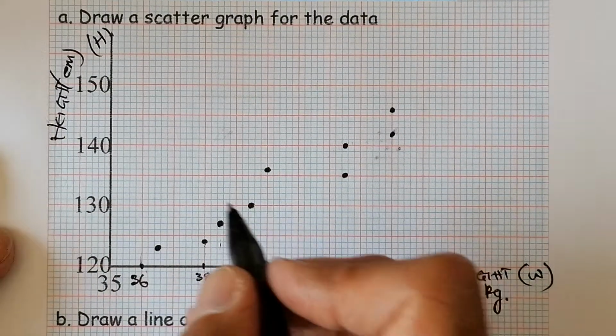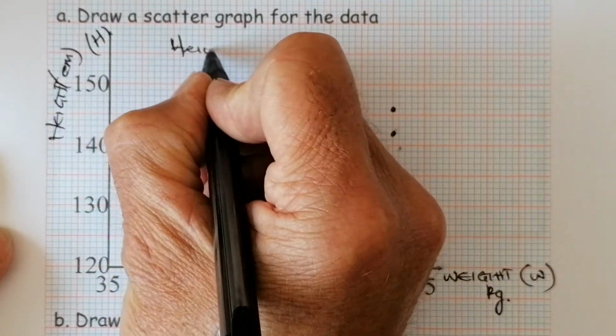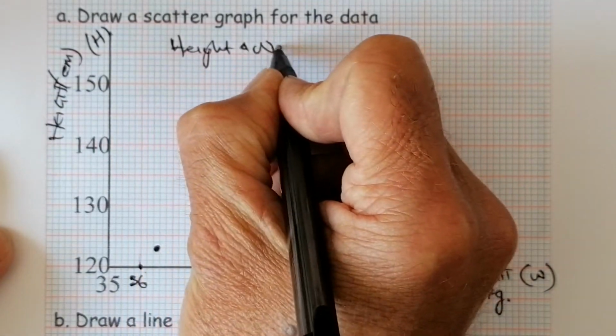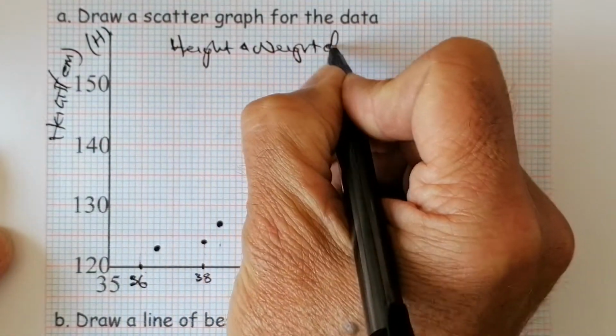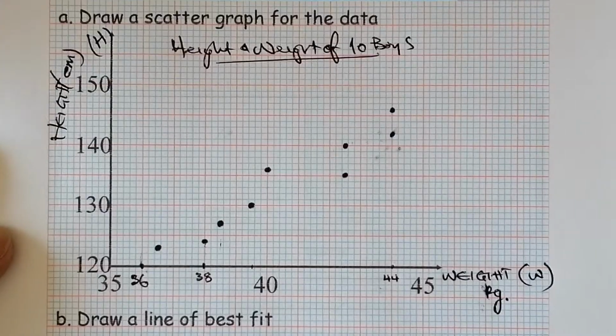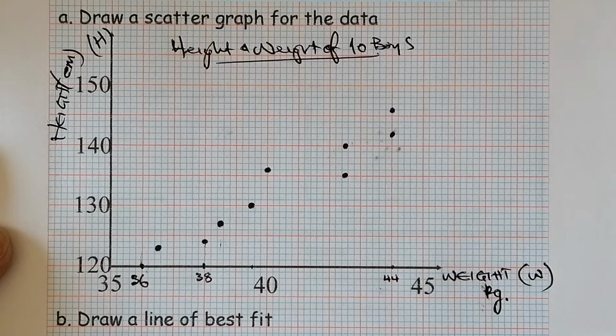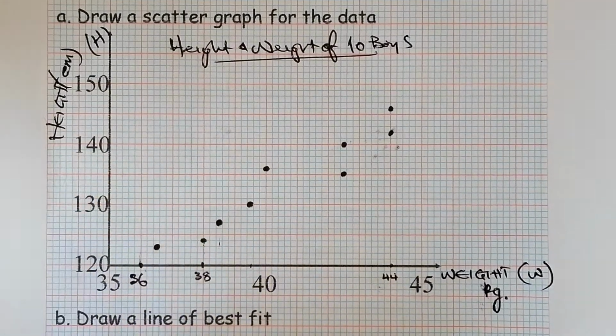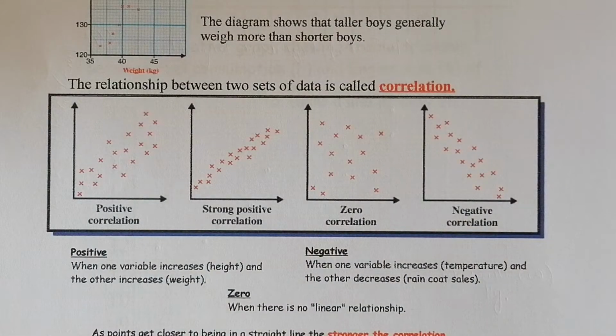And it's just the height and weight of 10 boys, okay? So that would just be our basic title for the graph. Right, before I draw the line of best fit, I want to talk about correlation. Okay, I'm going to come back to this page in a minute.